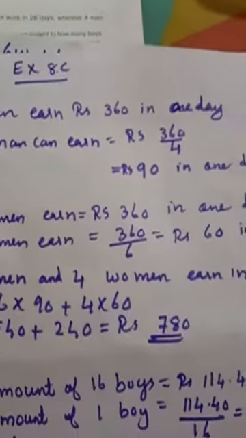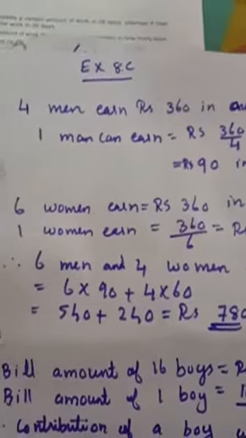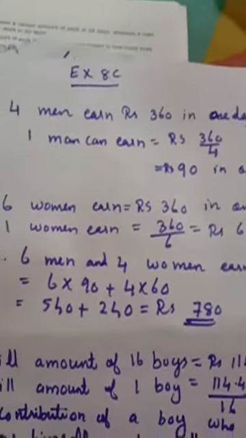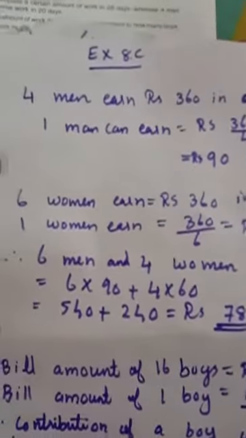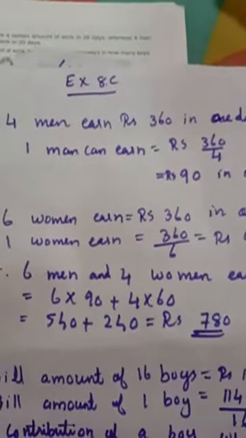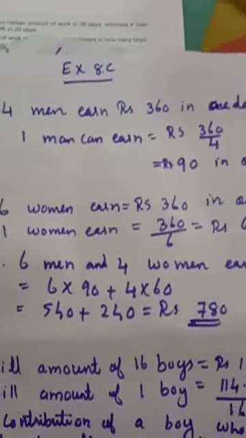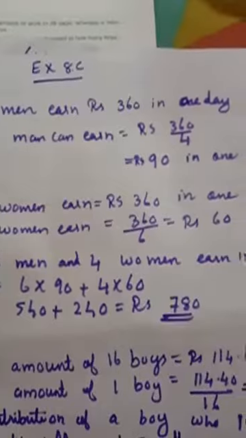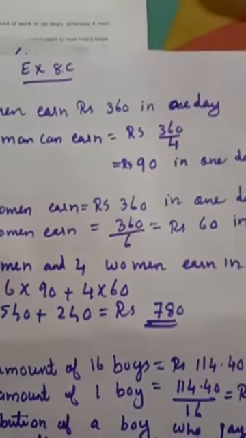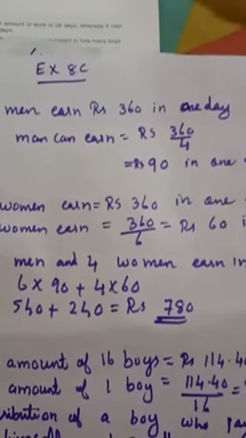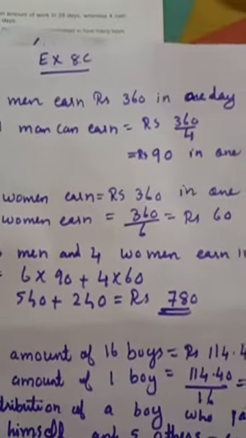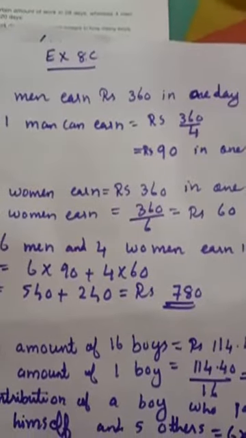4 men earn rupees 360 in one day. So first we want to find what 1 man can earn. How to find it? 360 by 4. 360 by 4 is rupees 90 in one day. Clear? 4 men earn 360 in one day, so 1 man can earn rupees 90 because 360 by 4 is 90.